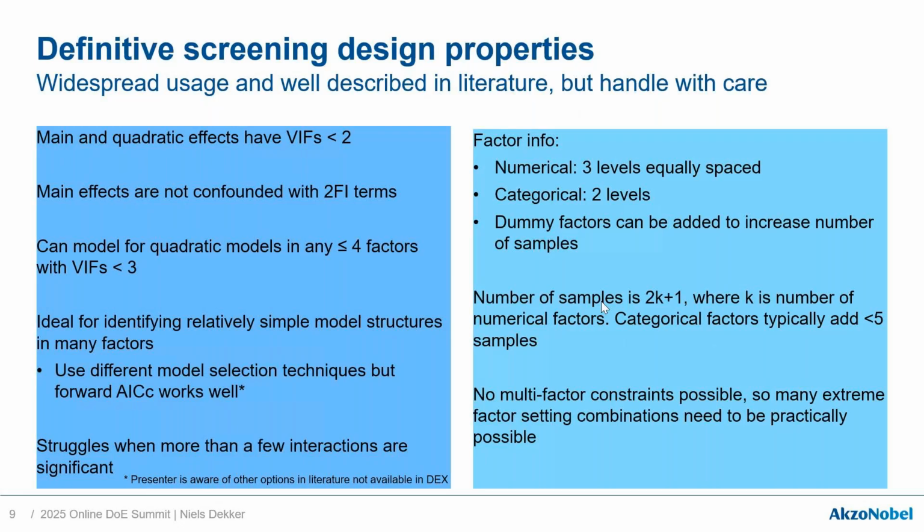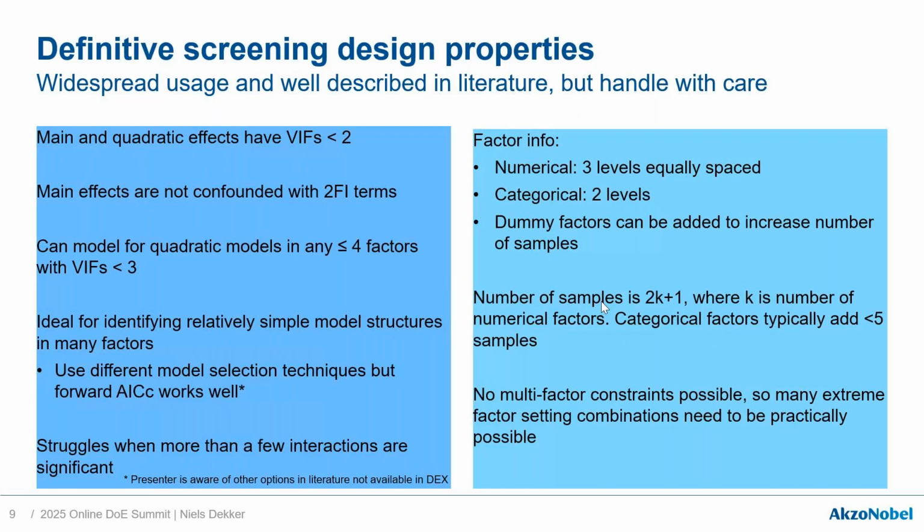The analysis can be a little bit tricky. You have to be a little bit careful there as well. Just backward p-value reduction is not the way to go. In my experience, what I found is that the Akaike's corrected criterion works pretty well, which is also available in Design Expert. But there are some other ways in recent literature that you can analyze those. But of course, the designs do struggle with more than a few interactions if they are significant. So we need to be careful there.